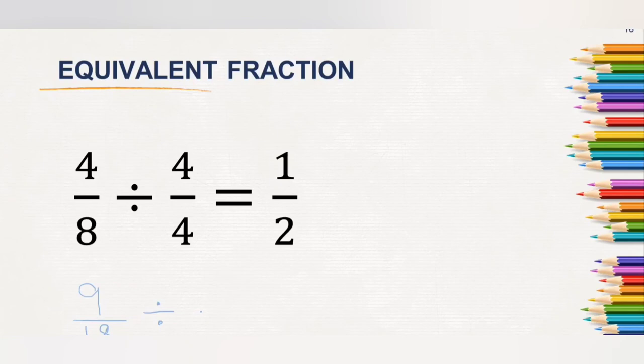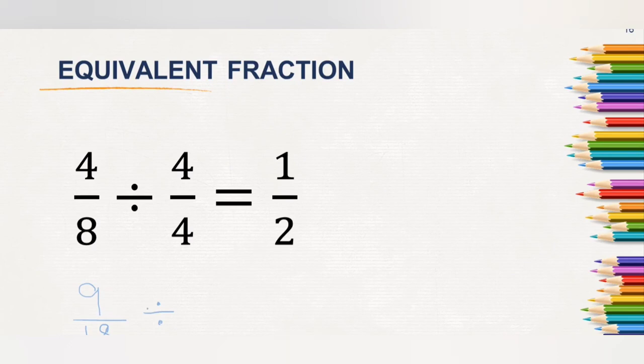We will look at one more example here. 9 by 18. Yes, 18 parts are considered. Out of 18 parts, 9 parts are given to you, which is also equal to half.